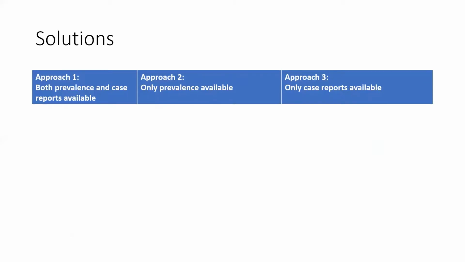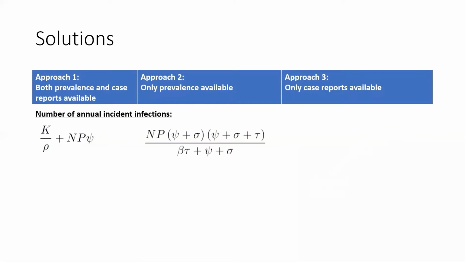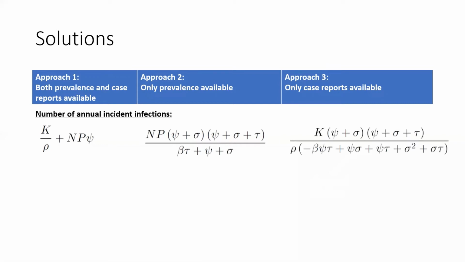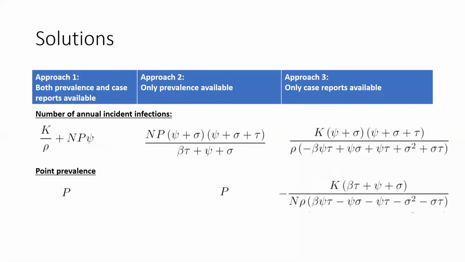So thinking about these solutions, what we've done with this method is to estimate incidence when we have different types of data available. And as we just talked about, this formula on the left is rather small and nice and pretty easy to understand. But when we have only prevalence data available, the equation becomes a little more complicated, less readily interpretable by a human being. And when we have only case report data, this formula becomes even more complicated.